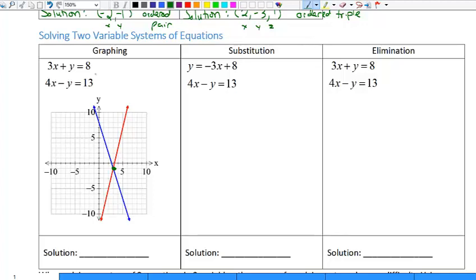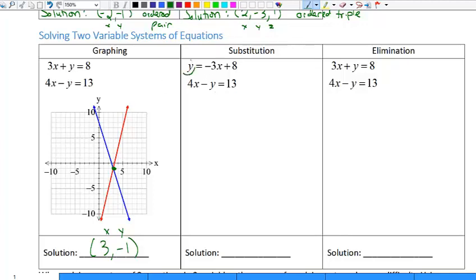That solution, which in this case is 3 comma negative 1, is the pair, this is the ordered pair x comma y, that satisfies both the blue line and the red line at the same time. This is the same equation, just written slightly different.